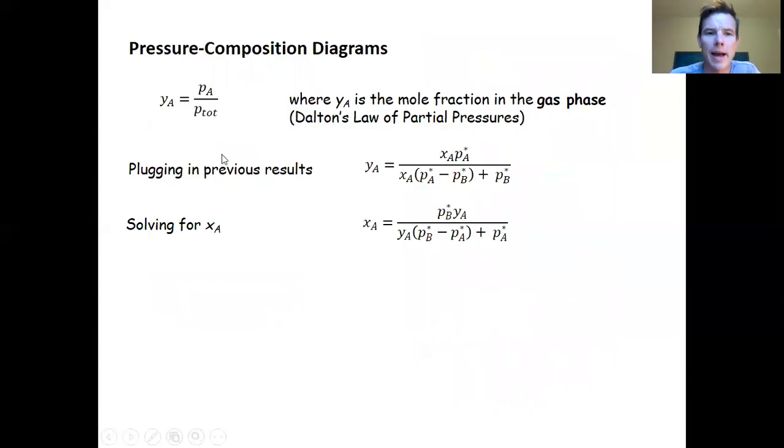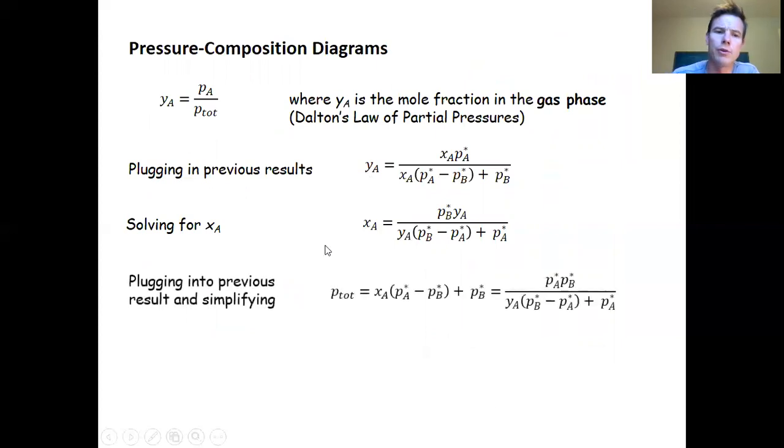At any rate, going back to that derivation, I can take this expression for the mole fraction in the vapor phase. I solve it for XA, and you end up with this. And then you take that result and plug it into this expression and simplify it, and you end up with something that looks like this. If you're a note-taking person, write this in your notes and circle it. This is telling me how the total pressure depends on the mole fraction in the gas phase. And let me show you what these plots look like.